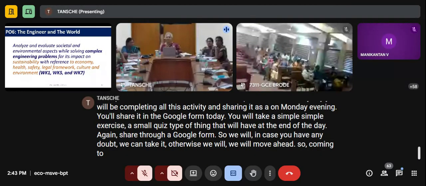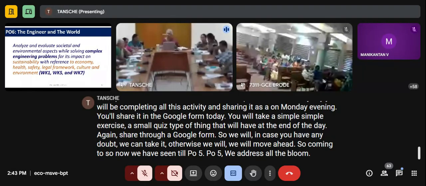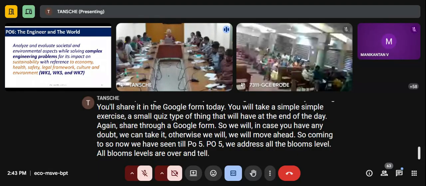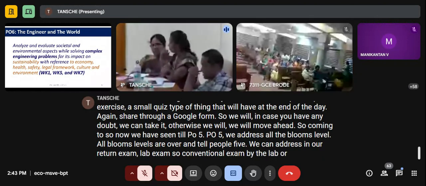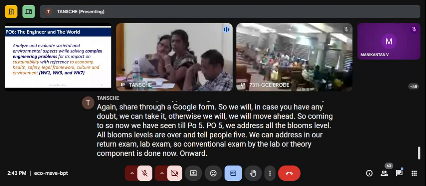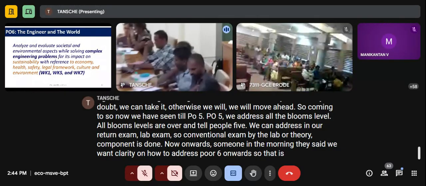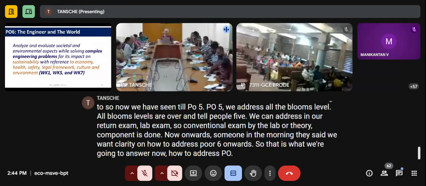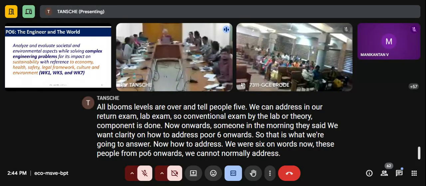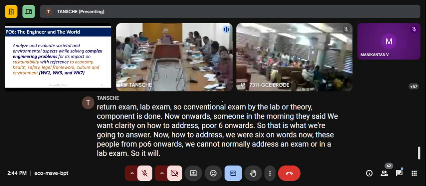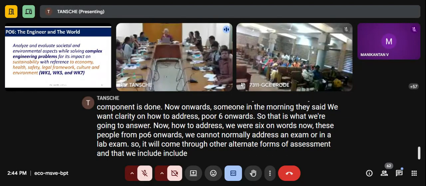So now we have seen till PO5. In PO5, we address all the Bloom's levels; all Bloom's levels are over. And till PO5, we can address in our written exam and lab exam. So conventional exam, either lab or theory component, is done. Now onwards, someone in the morning said, we want clarity on how to address PO6 onwards. So that is what we are going to answer now. These POs from PO6 onwards, we cannot normally address in a written exam or in a lab exam. So it will come through other alternate forms of assessment that we include for assessing a student.